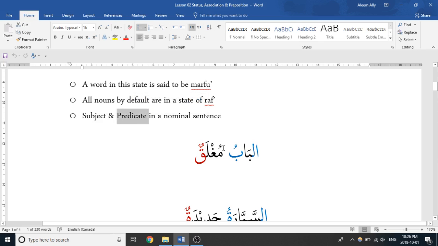Here we have a sentence, and it says al-babu mughlaqun. It means the door is closed. So the door is the subject, and is closed is the information about it.